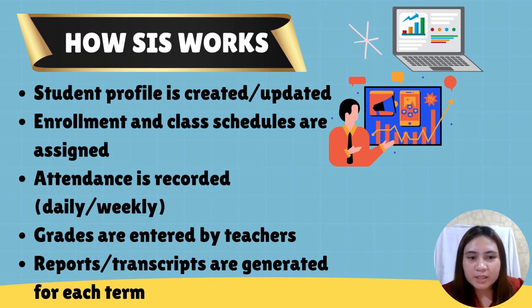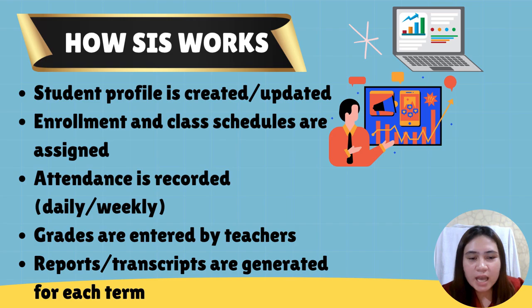Second, during enrollment, the SIS assigns subjects, sections, and class schedules to students automatically. This helps avoid confusion in class assignments. The third one is attendance. Attendance is recorded. Teachers use the system to record attendance daily or weekly. The attendance data is saved immediately and can easily be monitored by the school.